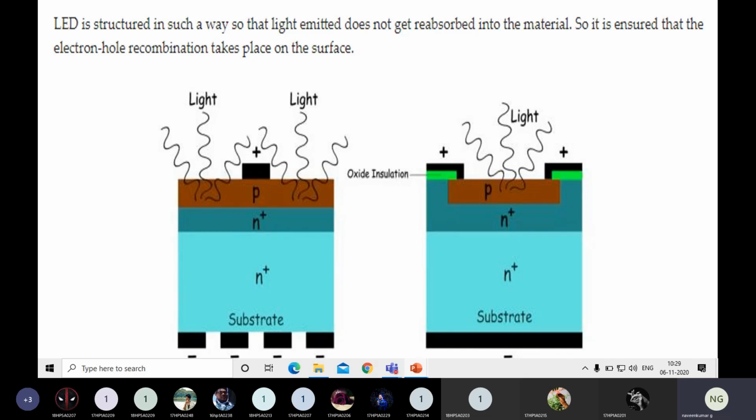Observe both the materials, P and P, here P, n plus, n plus, P, n plus, n plus. The light with the two different types of substrates, okay, with one positive, four negative materials, two positive, one negative material, okay, you're observing here.